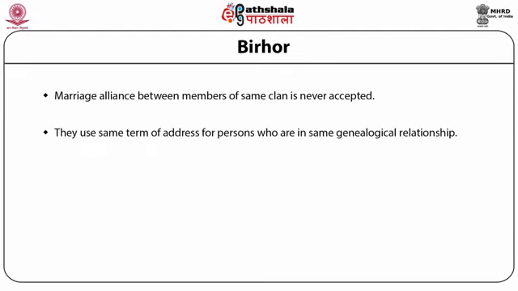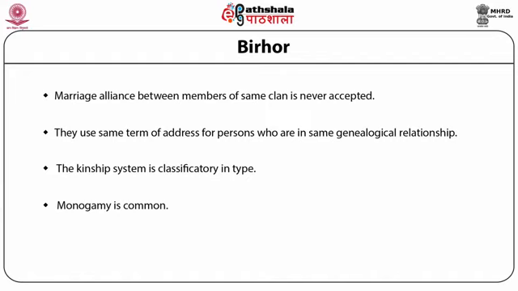They use same term of address for persons who are in same genealogical relationship. The kinship system is classificatory in type. Only legitimate children acquire social status in the society. In Birhor community, bride price is a vogue, monogamy is common, property is inherited by the son of the family.